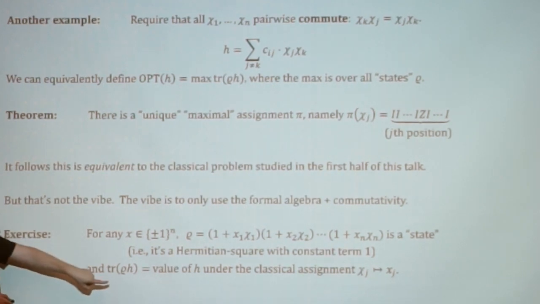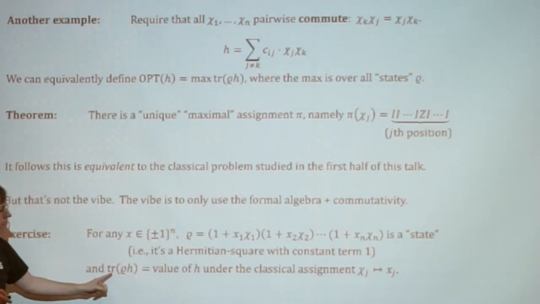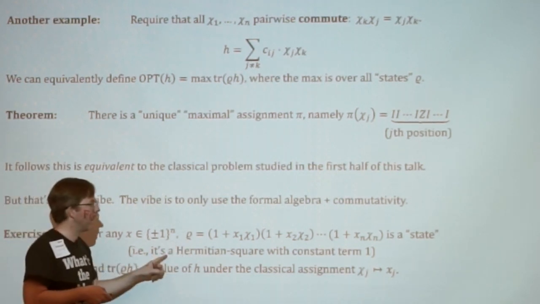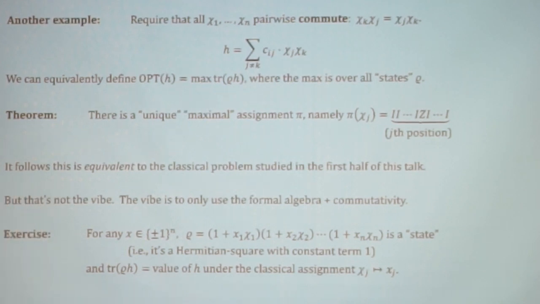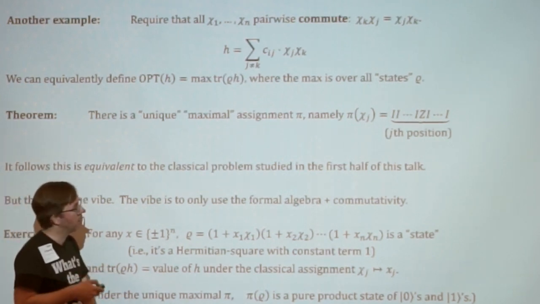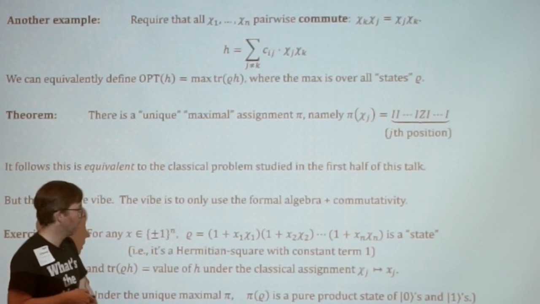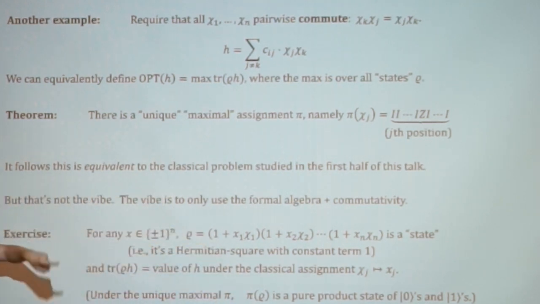just to connect it to this funny way of thinking about it, the trace of this state times the Hamiltonian, if you multiply this all out and keep the constant term, it's just the value of the classical assignment of these chi's getting these plus or minus 1 values. And also, by the way, under this unique maximal assignment of these Pauli strings, this state is a matrix. And what matrix is it? It's just a pure product state of ket zeros and ket ones.